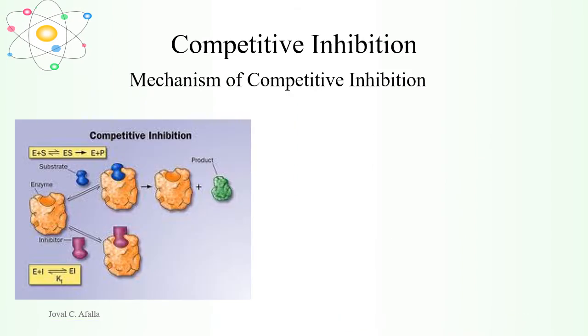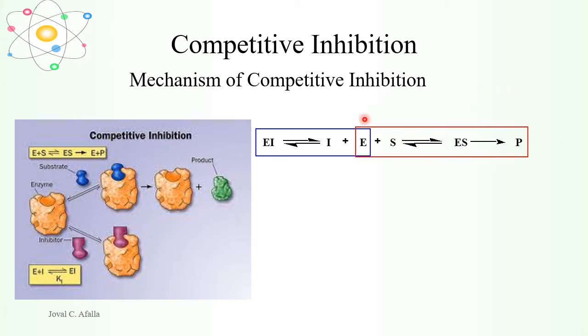Okay, so here's another visualization of competitive inhibition. So you have the enzyme and then the substrate shown in blue. There's an equilibrium between the free enzyme and the free substrate to form the ES complex. Once the ES complex is formed, the product is formed, releasing the new free enzyme, which can take up another substrate. However, in the presence of an inhibitor, the inhibitor binds to the active site and prevents the substrate from coming in. So the rate of the reaction is now slowed down.